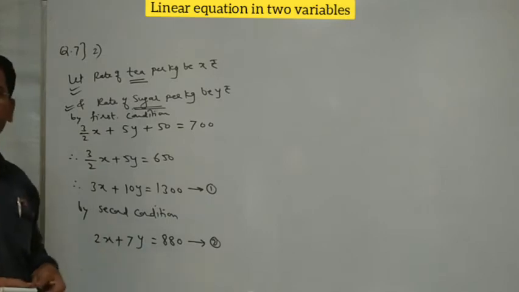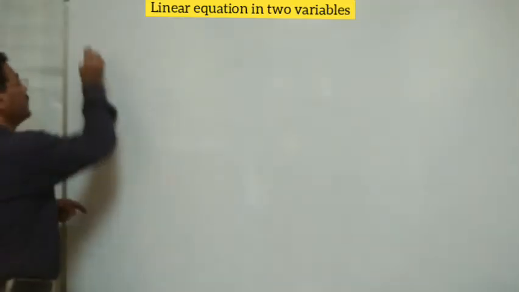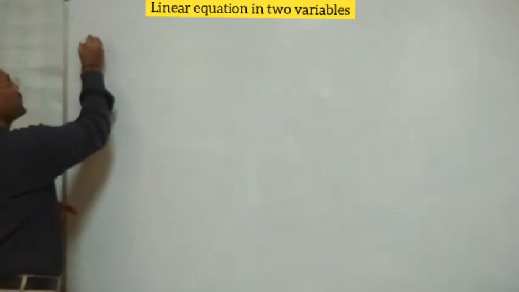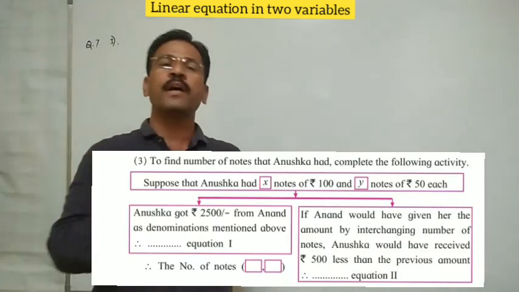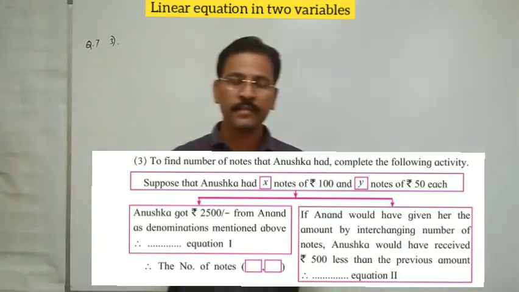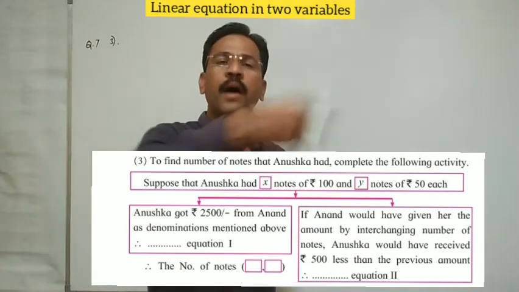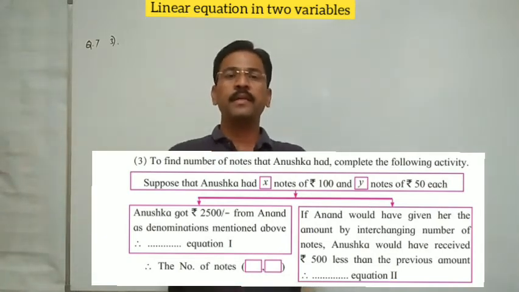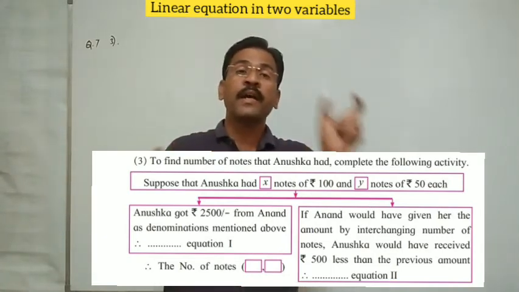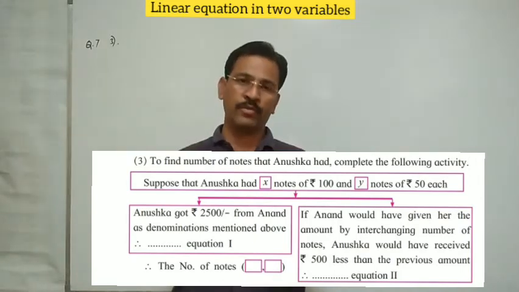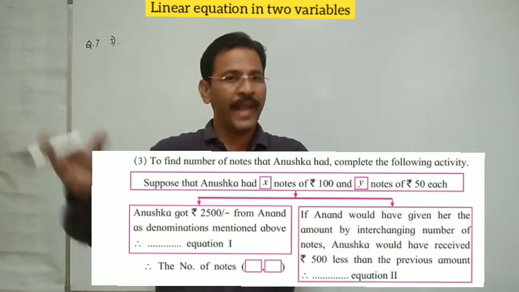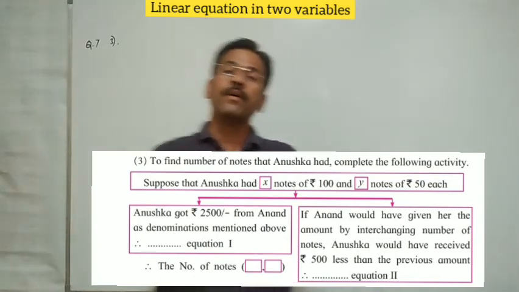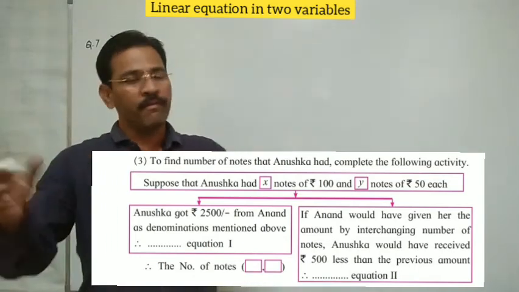Okay, friends. Next question, the seventh one. We'll take that third sum. See here, there are Anushka and Anand, the two persons. Anand gave some amount to Anushka in denominations of 100 rupee notes and 50 rupee notes. Let the number of 100 rupee notes be x and the number of 50 rupee notes be y.